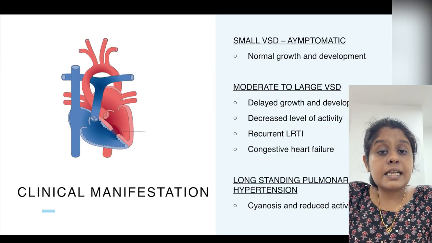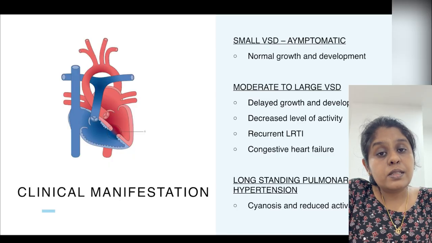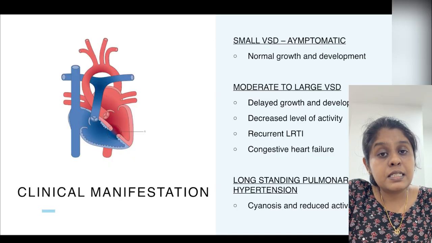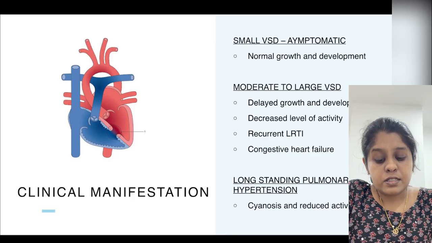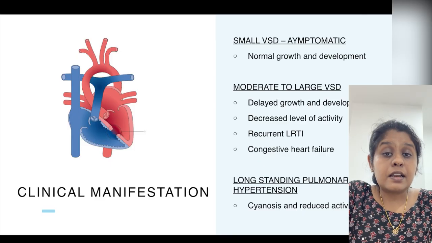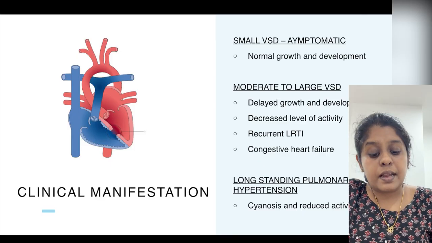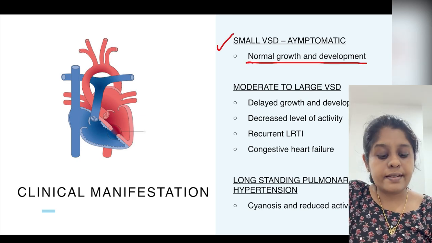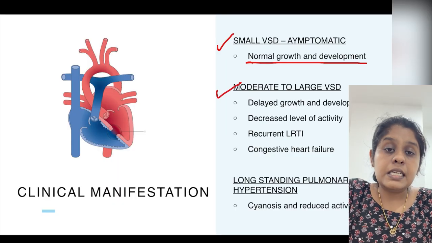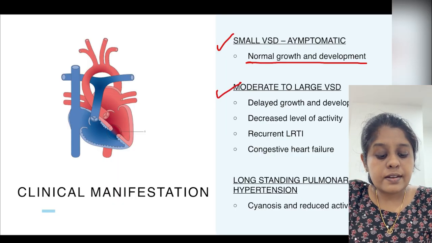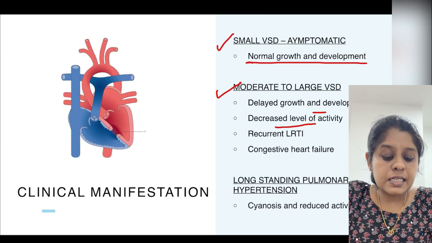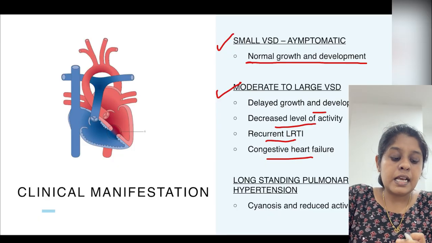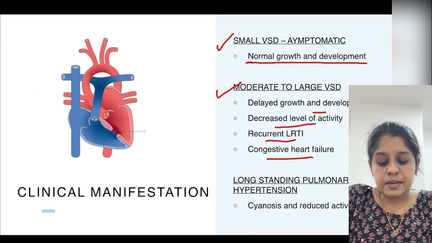So coming to the clinical manifestation of VSD. We know that VSD most often presents after 6 weeks, after the pulmonary pressure falls. So most of the VSDs that become symptomatic are moderate to large. Usually the small VSDs are asymptomatic and they have normal growth and development. The moderate to large VSDs will show features of delayed growth and development, decreased level of activity, recurrent LRTI, and features of congestive cardiac failure. And long standing, this can lead to cyanosis and reduced activity.